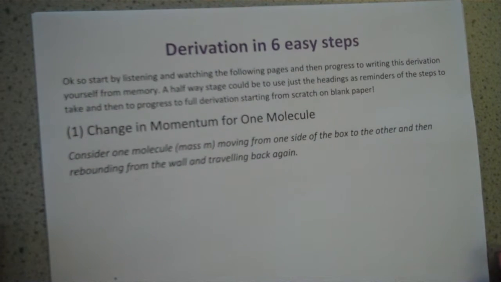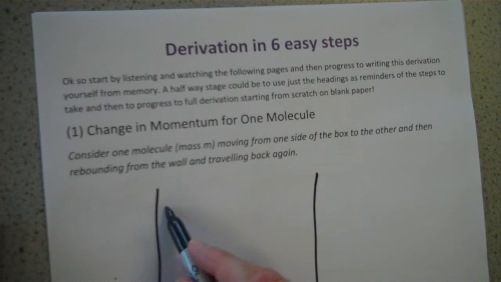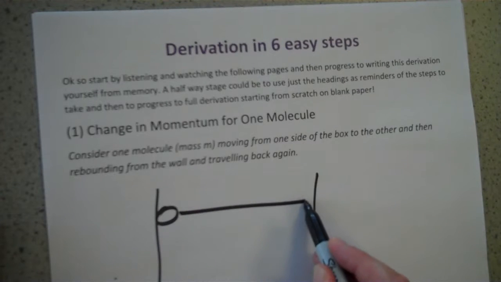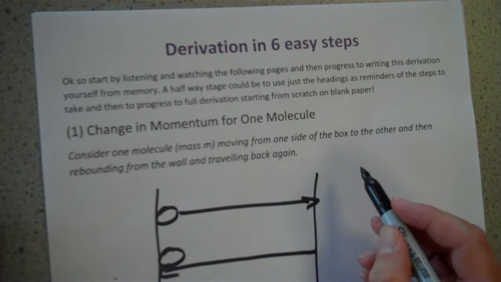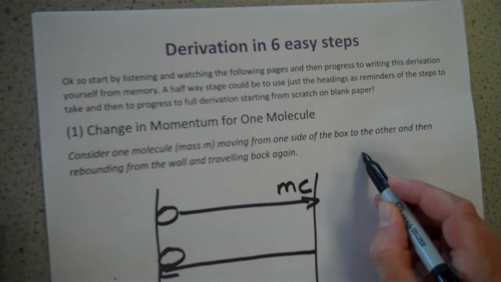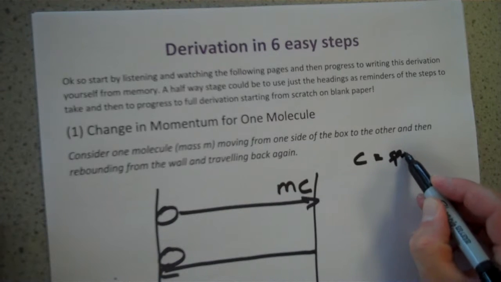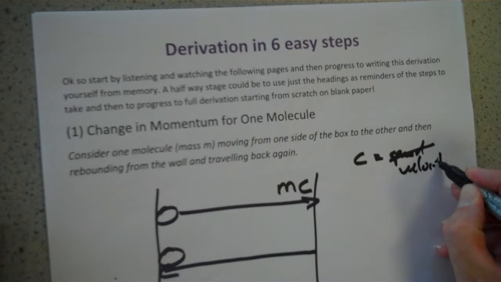We do it by looking at one molecule moving from one side of the box to the other and then back again. If we look at a cross section of the box, we've got our one molecule. It leaves that side, travels over, hits the wall, and is rebounded back in a perfect elastic collision, and it comes back to this side. At this point, if we choose its momentum to be mc, where c equals speed, I suppose we should say velocity really, shouldn't we, if it's momentum.